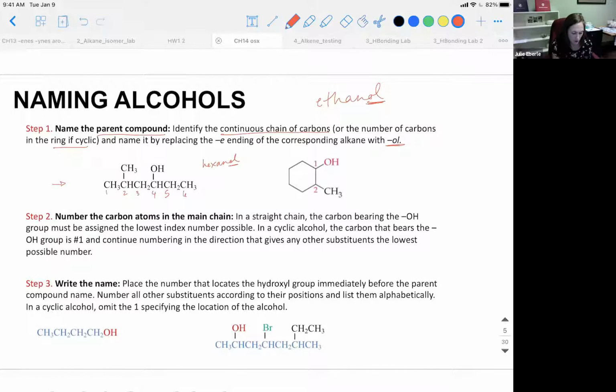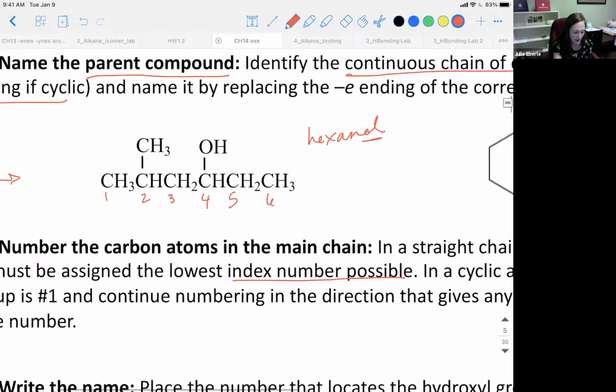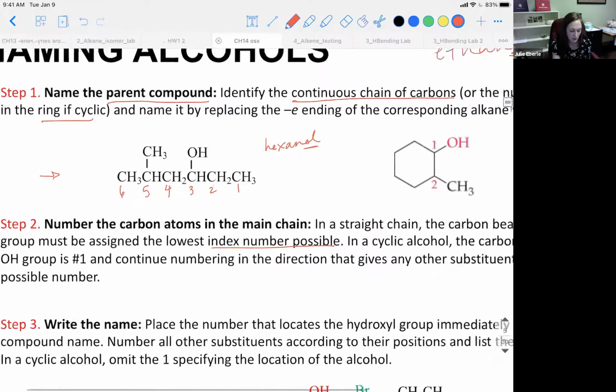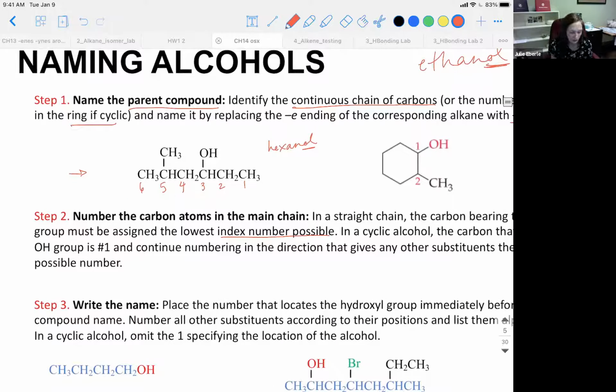Actually, we did that. In a straight chain, the carbon bearing the OH must be assigned the lowest index number possible. So I messed up. I did it the wrong way because I didn't read the rest of step 2 first. When I numbered it, this carbon that's bonded to this OH group is carbon 4, but I can get it lower if I number it the other way around. We want to give the OH group, that substituent, the lowest number possible. So this should be carbon 1, 2, 3, 4, 5, 6. It's still a hexanol, but this is going to affect my prefix numbering. So you want to give priority to the OH group and number it the lowest possible number.